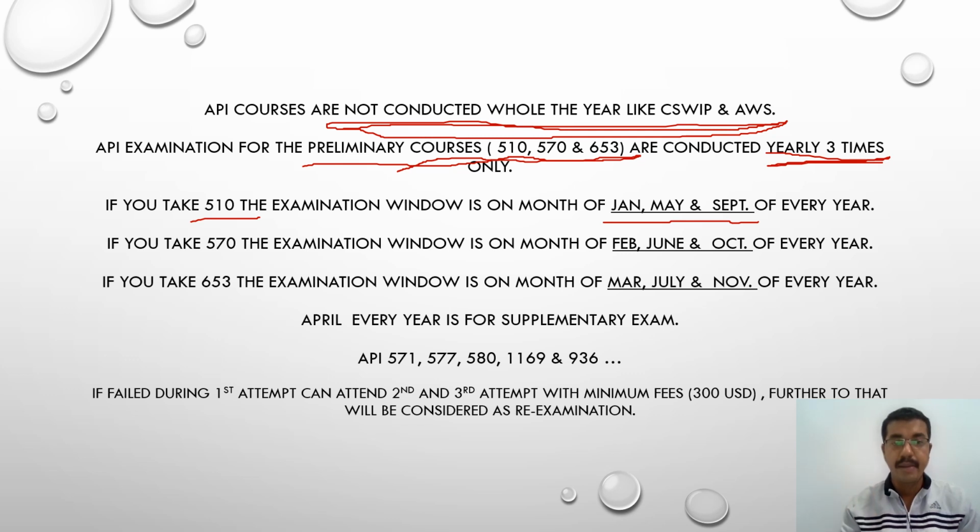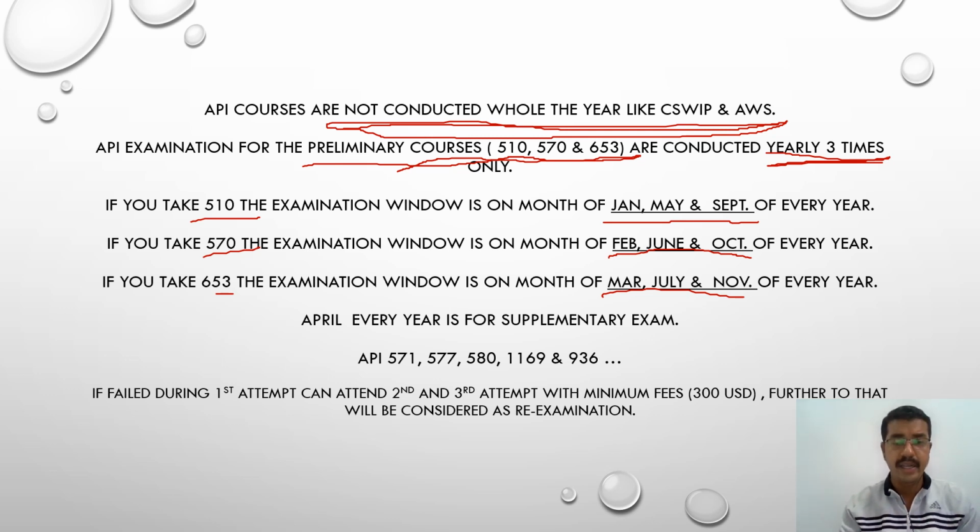That is for API 510. For API 570 it is February, June and October. No other months it happens. It is fixed by API. For API 653 it is March, July and November. This is fixed; there are no other changes. So these are the preliminary courses.